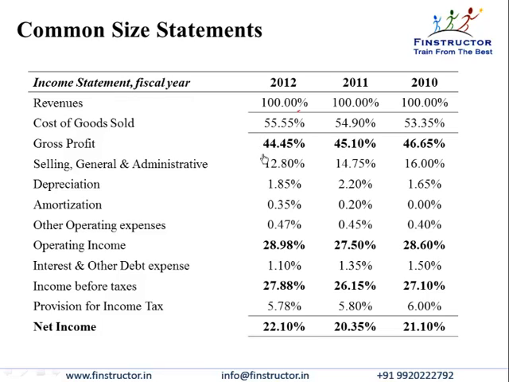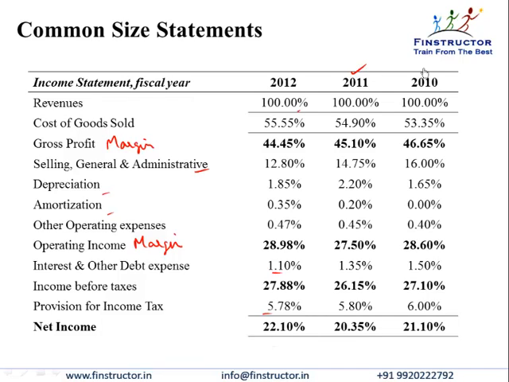What is left is called gross profit, and gross profit divided by the total sales would be called gross profit margin. That is 44.45%. Other expenses, that is selling, general and administrative, depreciation, amortization, take away another about 15% and we get an operating income of 28.98% of the total sales. This is known as operating income margin. Similarly, interest as a percentage of sales, taxes as a percentage of sales give me the net income as a percentage of sales, that is 22.1%.